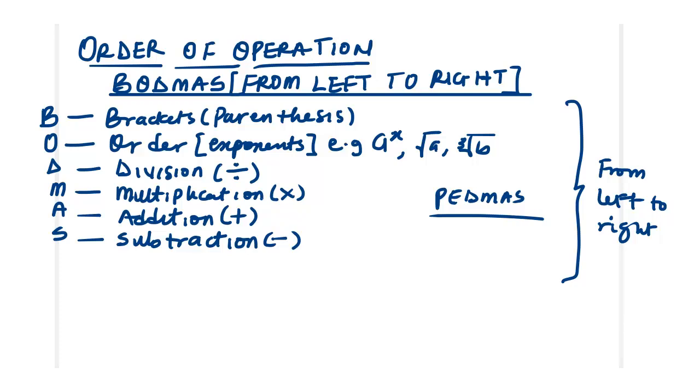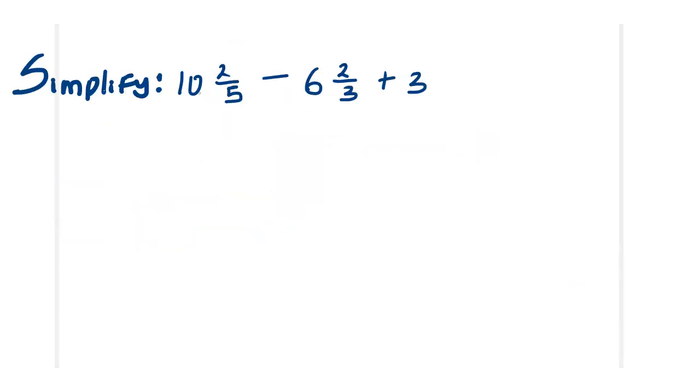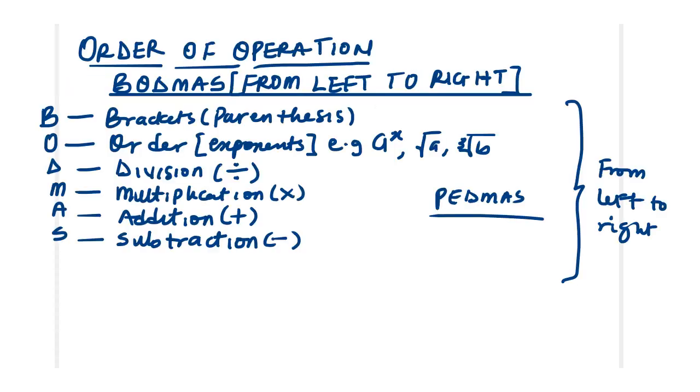From left to right, that's what I've put here. So the question is, how do we apply this particular order of operation? Let's look at this example. This example says simplify 10 whole number 2 over 5 minus 6 whole number 2 over 3 plus 3. Now this is a combination of subtraction and addition, and under the BODMAS or PEDMAS rule, addition and subtraction, you can evaluate them together. But when it comes to division and multiplication, you have to prioritize division before multiplication, as long as you are using the BODMAS or PEDMAS rule.